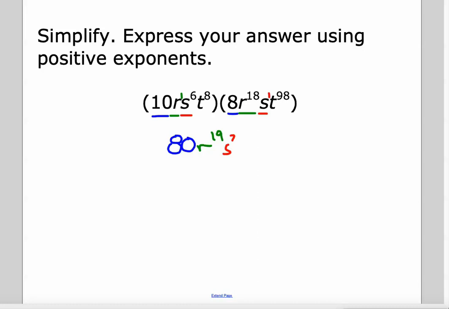And lastly, how about t to the 98th times t to the 8th? I know they're big numbers, but it really doesn't change too much. The process is still the same. We just do 8 plus 98 is 106. So our answer here when we multiply these two monomials is 80 r to the 19th, s to the 7th, t to the 106th power. When we multiply these two monomials together, we get a new monomial.